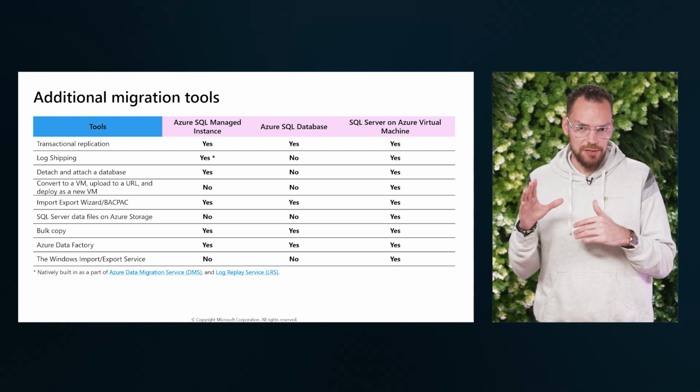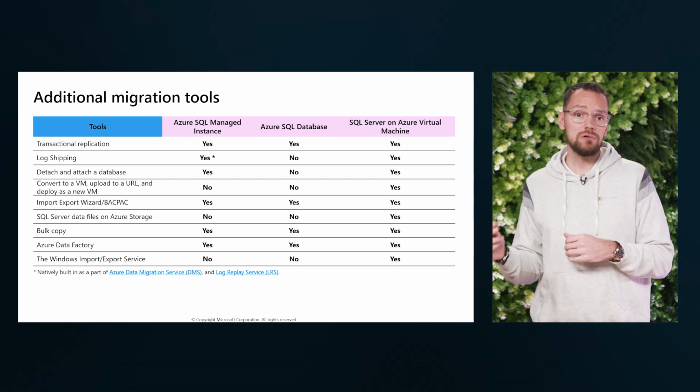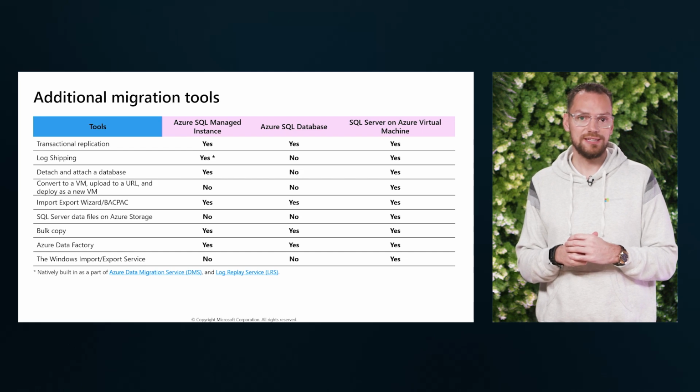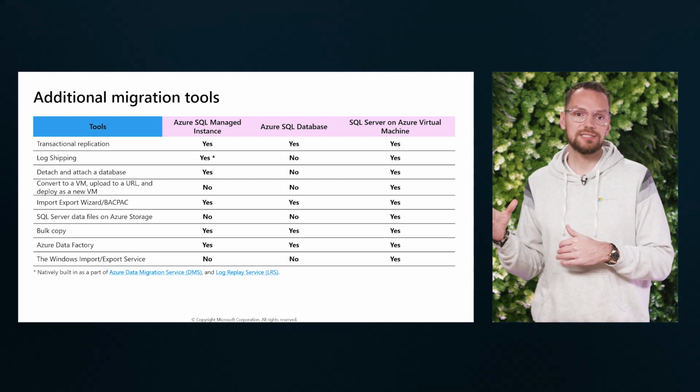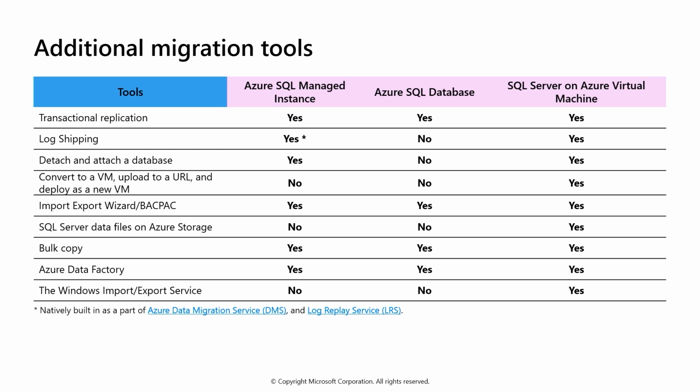So the BCP utility is a command line tool that facilitates the export of tables to files for import scenarios. This method can be used to migrate data between single database and SQL Managed Instance as well as the opposite.